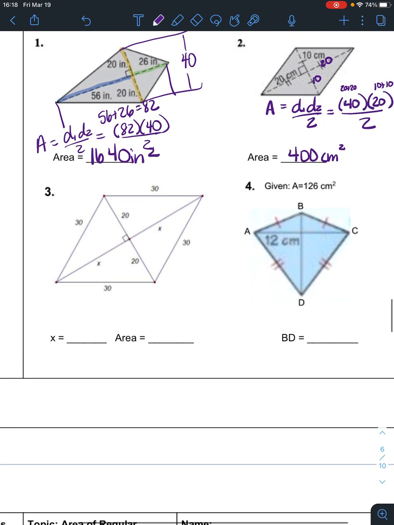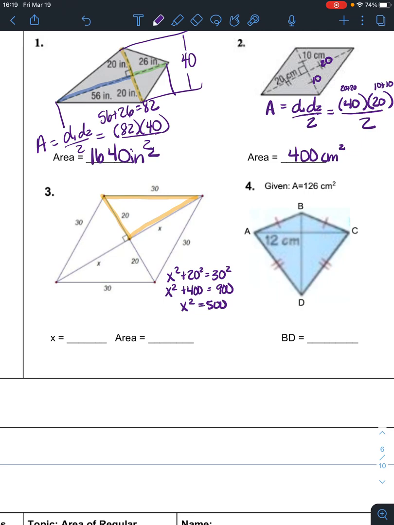Now on number 3, notice you don't have one of the diagonals. I have my 20 and my 20, but I need my other piece. Well, see that right triangle right there? Almost every shape so far, we've used the Pythagorean theorem. So x squared plus 20 squared is equal to 30 squared. So x squared plus 400 is equal to 900. Subtract 400 from both sides. You get x squared is equal to 500.